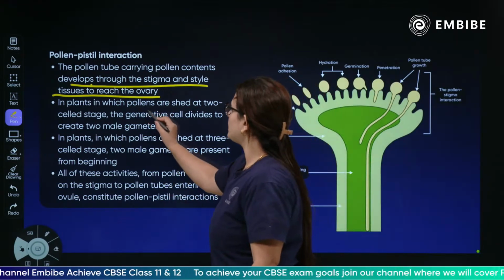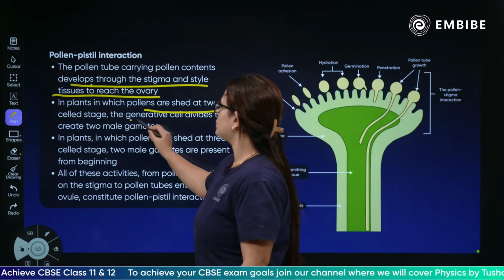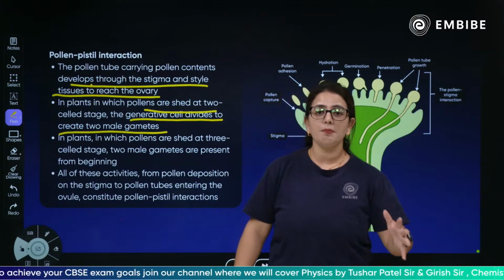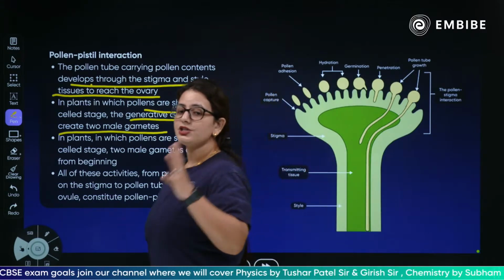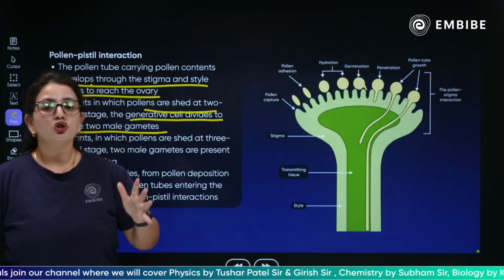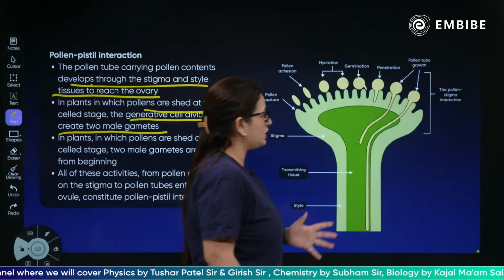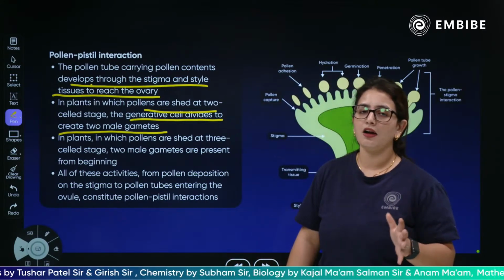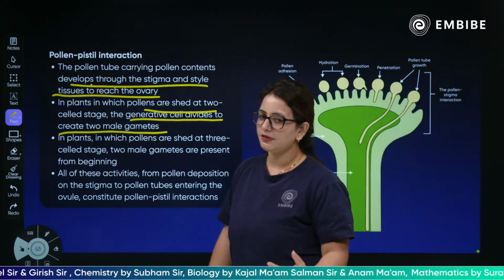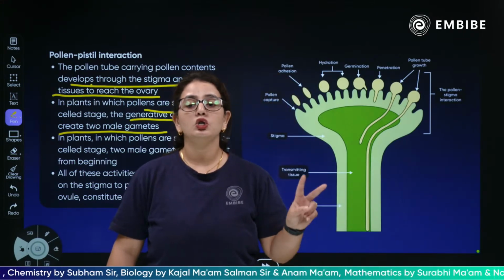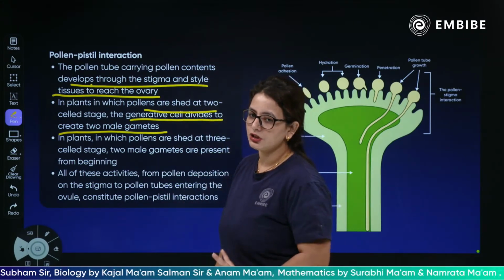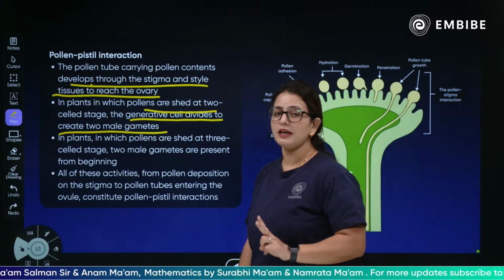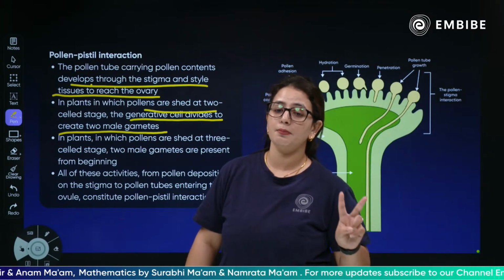In plants, pollen are shed at the two cell stage. The generative cell divides into two male gametes. Yes, in the maximum number of angiospermic plants, the pollen grains are shed at the two cell stage. What is the two cell stage? We have discussed this. It is the stage where the pollen grain has the generative cell and the vegetative cell, and the generative cell will form two male gametes for fertilization. This is very important because when we talk about double fertilization, you will get to know why these two male gametes are important.